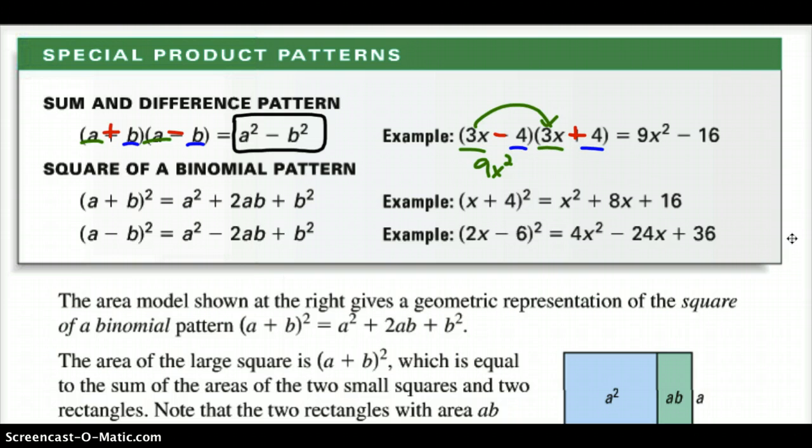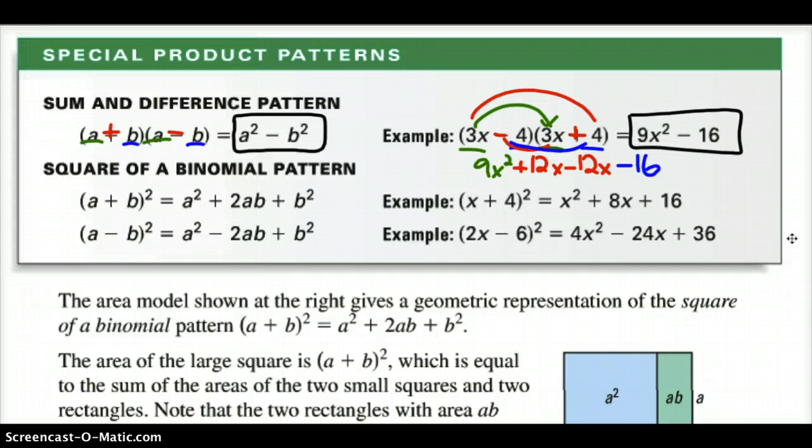Hopefully in that video we noticed that the outsides, outside times outside, give us a positive 12x, and inside times inside gives us a negative 12x. Those two numbers are opposites, so when we add them, they just cancel out. And then finally, the last times the last gives us this negative 16. So that red stuff is just going to drop out when we add them together, and this is going to be our final answer.